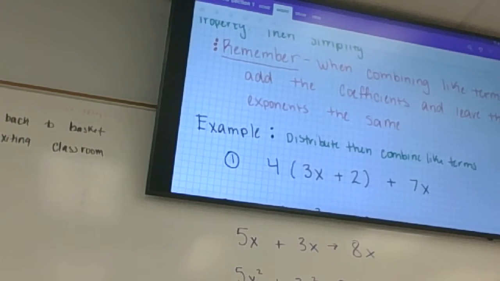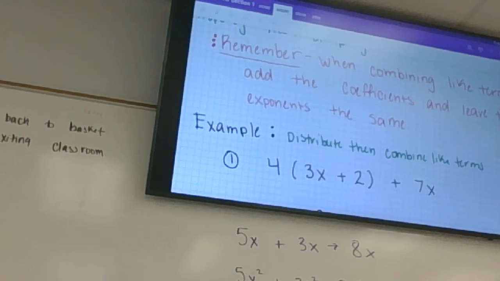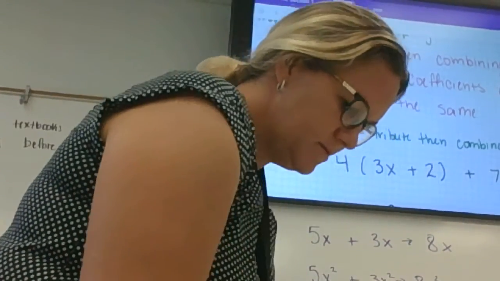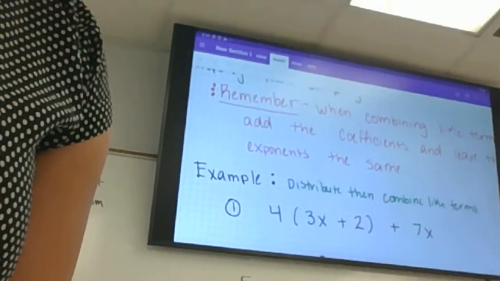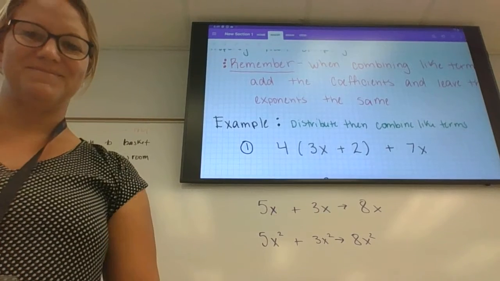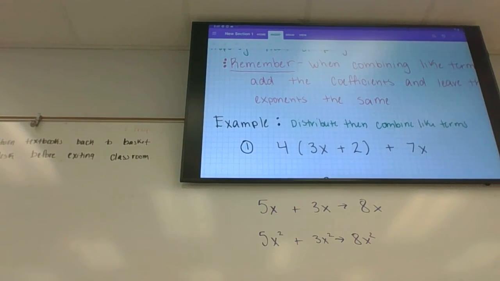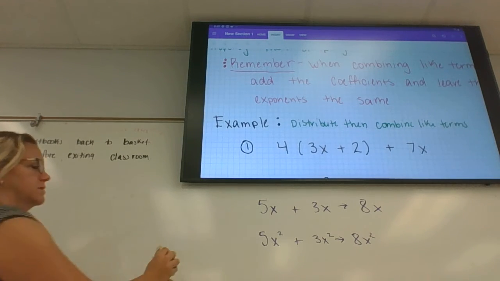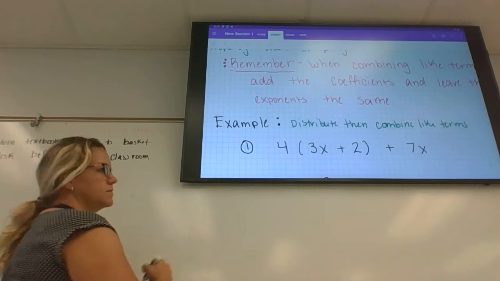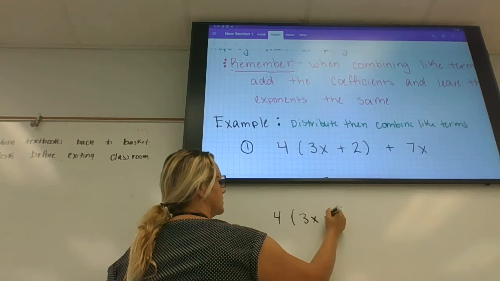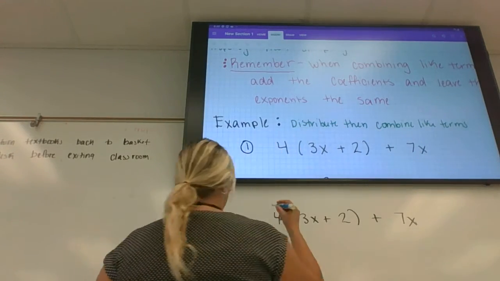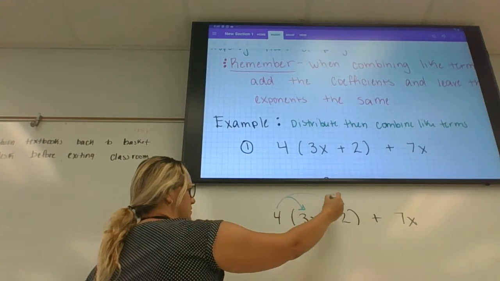All right, here we go. We're going to distribute and then combine like terms. I think we have 3 problems that look almost identical. Remember when you distribute, I like to see arrows. So the arrows I really want to see is we're going to do 4 times 3x, and we're going to do 4 times 2.